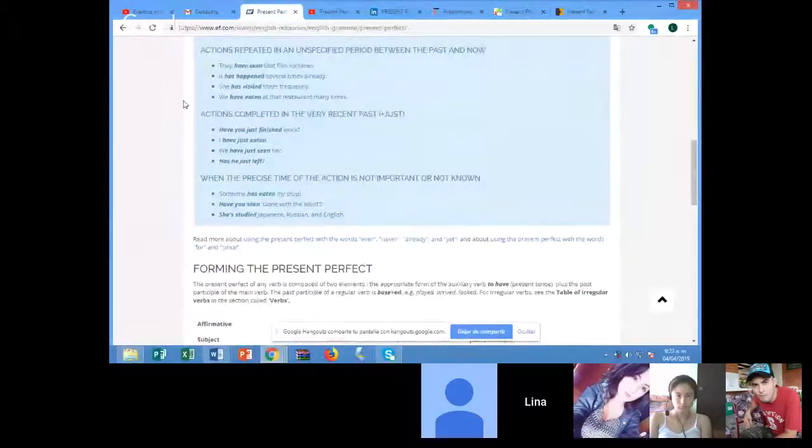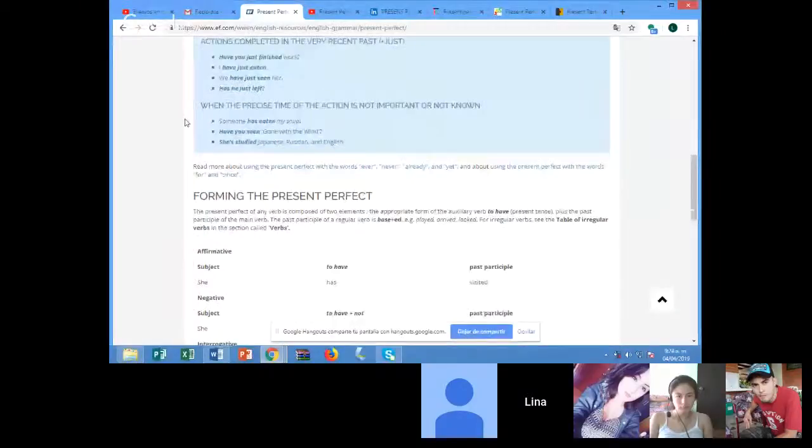Actions repeat in a specific period between the past and now. They have seen that film 6 times. It has happened several times already. She has visited them frequently. We have eaten at that restaurant many times. So we have here many times, several times, frequently. This is a specific period, okay? And repeated actions.